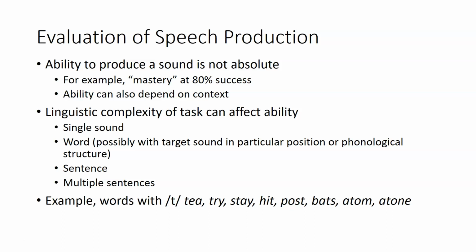When looking at the development of speech sounds in little kids, the threshold where a kid's considered to have mastered a speech sound is often set at 80% success. So if they can produce it correctly 4 out of 5 times, they are considered to know that ability. That ability to produce a sound successfully can also depend on context. So there can be certain contexts where the kid is able or unable to produce a speech sound.